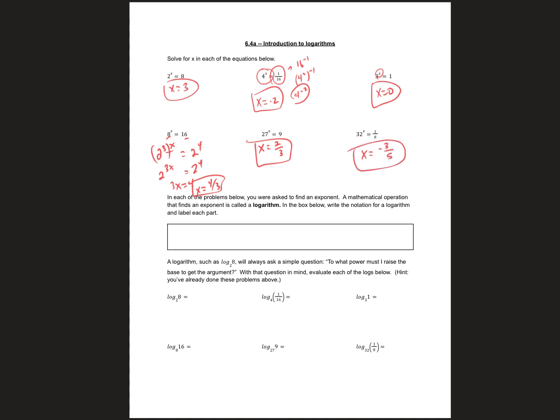Now, in each of those problems above, we were asked to find an exponent. There's actually a mathematical operation that asks to find an exponent, and it's called a logarithm. So the way a logarithm works, I'm going to first just show you what the notation looks like. If I wrote log, that tells me I'm working with a logarithm, and then there's a little subscripted number next to that. We'll call it 2 at this point. That's called the base. And then there's a number on the same level as the log, sometimes in parentheses, sometimes not. That number is called the argument.